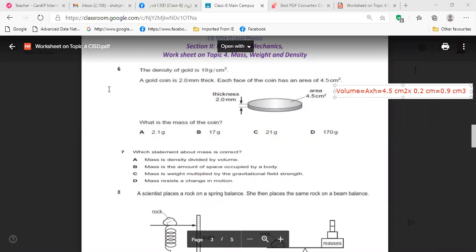And Cambridge is so clever. They know some of you will make this mistake, and they are also giving that option. Is it clear? Yes, sir. So you be careful about that, right?